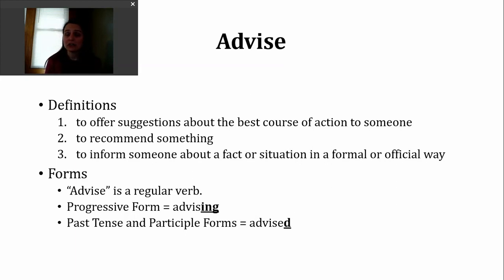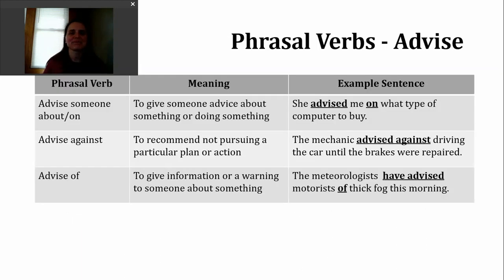Advise is a regular verb. To make the progressive form, we're going to drop the E and then add ing. For the past tense and participle forms, all we need to do is add D to make the past tense, since the word already ends in E. The past and participle forms are pronounced advised, with a good D sound on the end.